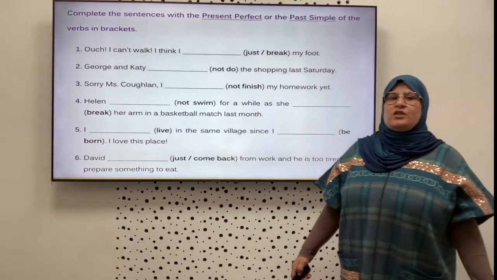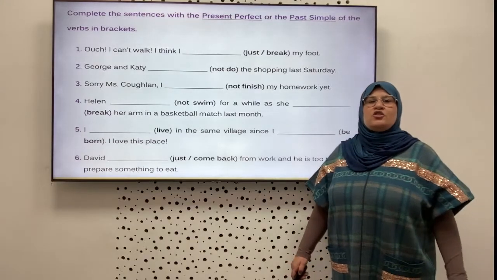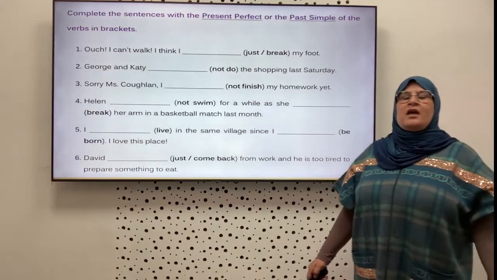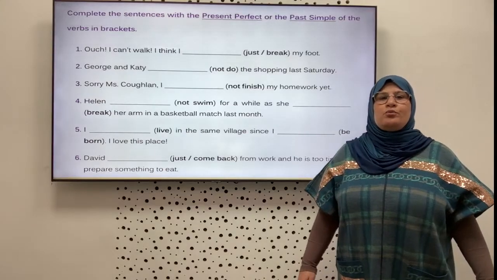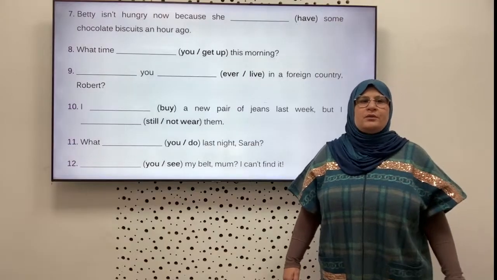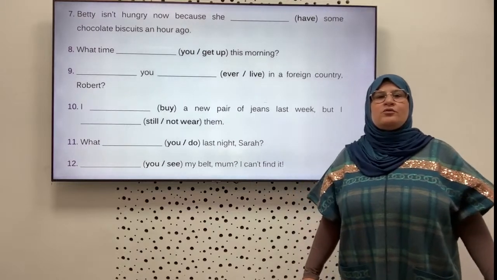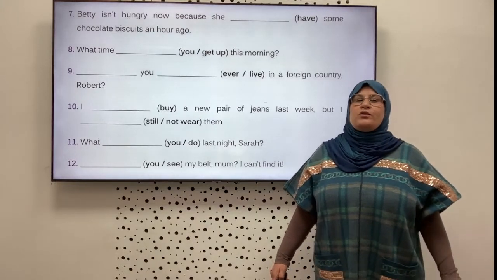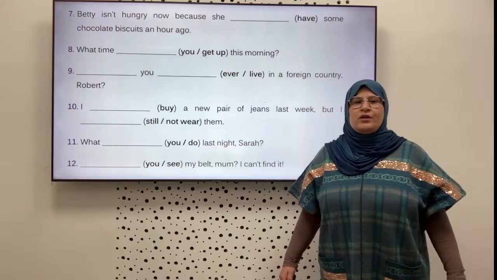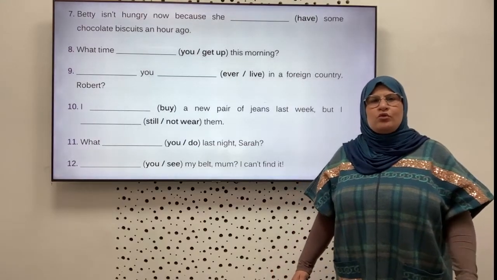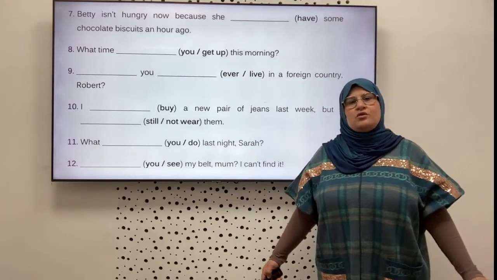So the main indicator is since: the activity started and is still going on. Example number 6. David has just come back from work. You see, the activity has just been done, and he is too tired to prepare something to eat. Example number 7. Betty isn't hungry now because she had some chocolate biscuits an hour ago. Ago is one of the main indicators of simple past. Number 8. This morning, so what time did you get up this morning? If the morning is over, is finished, we use the simple past.